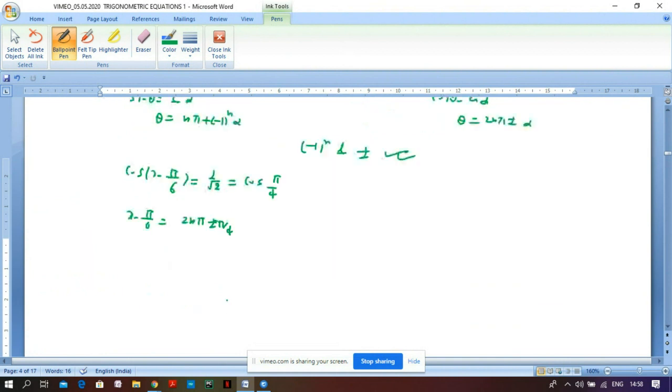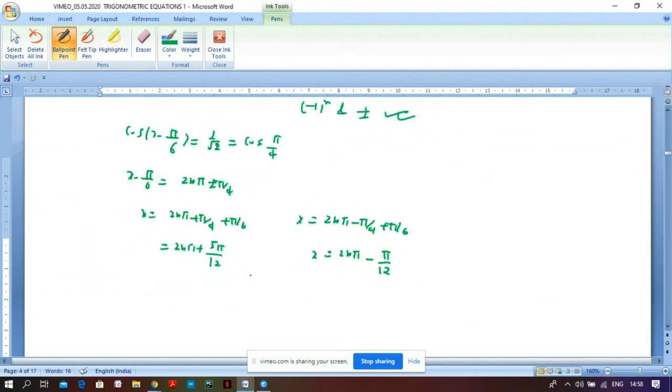So if I take plus, x is 2n pi plus pi by 4 plus pi over 6. And the other family of solutions is 2n pi negative pi over 4 plus pi over 6. That gives you 2n pi plus, 12 is the LCM, and so you will get 5 pi over 12. And here you will get x equal to 2n pi, and this is 6, that is, you will get minus of pi over 12. So that is your answer for these two cases, that you are getting these two as solutions.